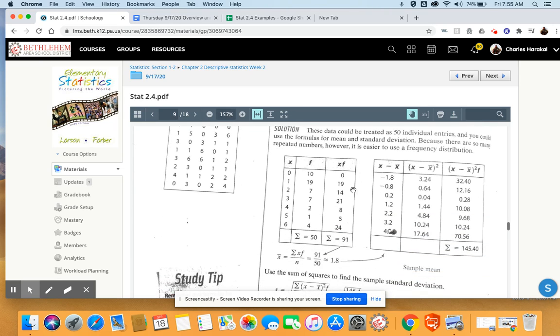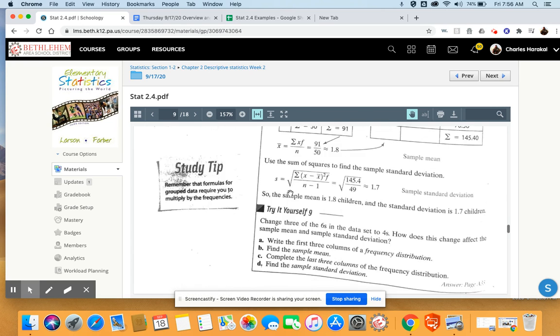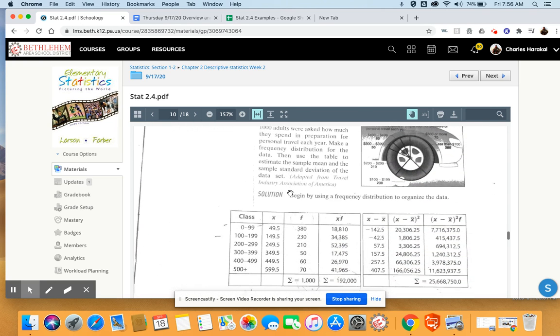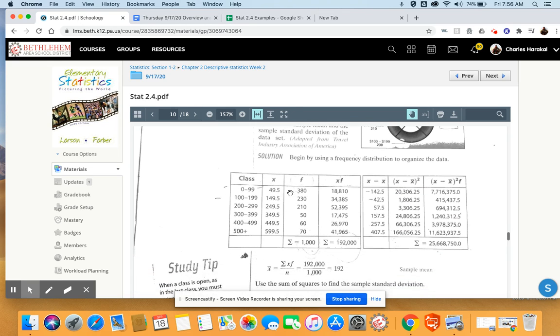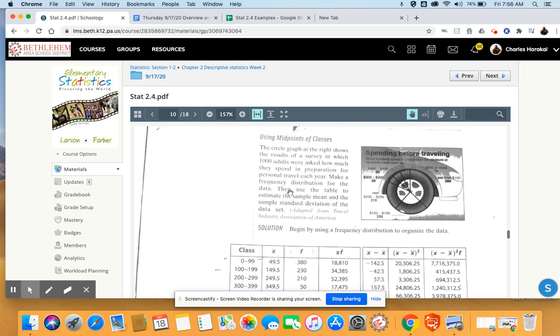Example 9 is more of what we would call a discrete probability distribution, in that it has individual whole numbers for your classes, and you then don't have to find the midpoints. But for right now, since we're dealing more with frequency distributions, we're going to jump up here to example number 10. Example number 10 talks about how much people spend traveling.